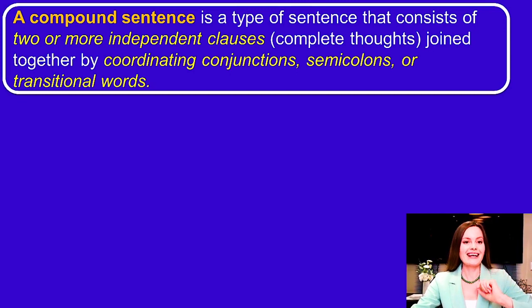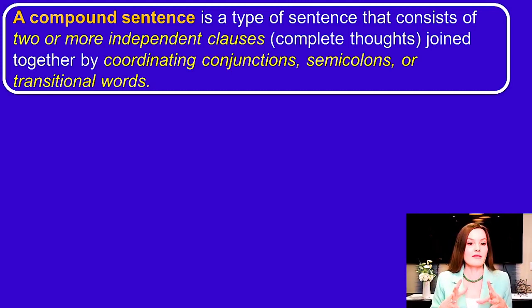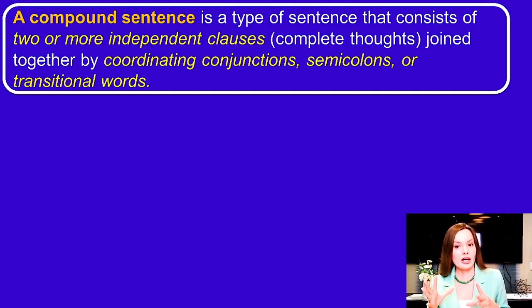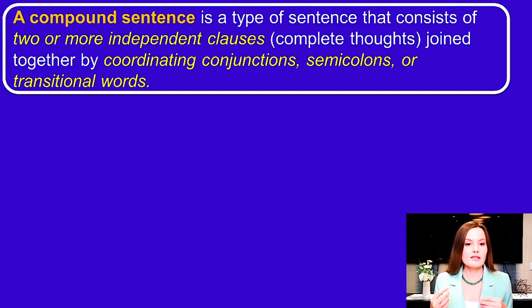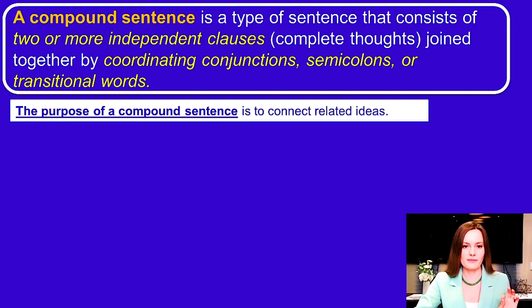Let's keep going. A compound sentence is a type of sentence that consists of 2 or more independent clauses. Remember that independent clause is a complete thought, joined together by coordinating conjunctions, semicolons, or transitional words. So let's go step by step with the examples so you can understand better.